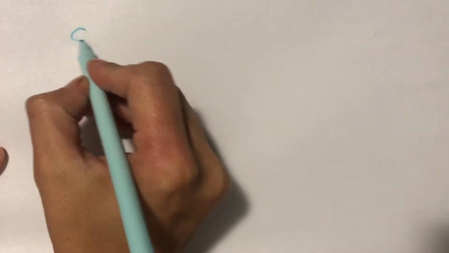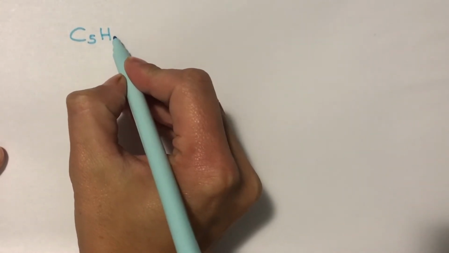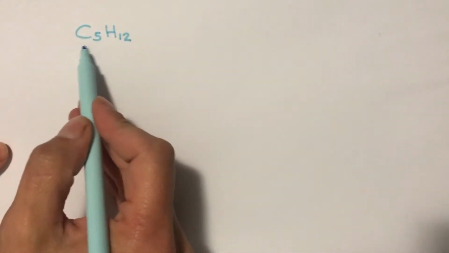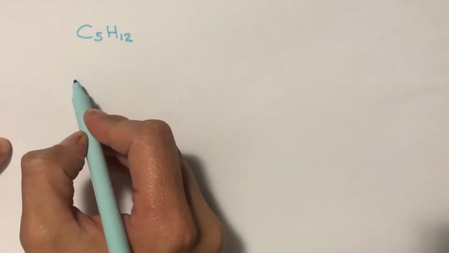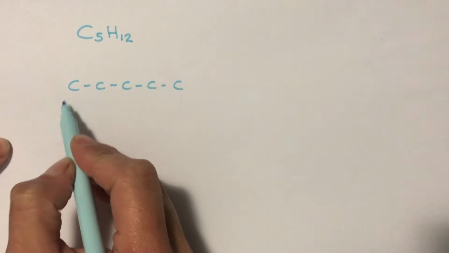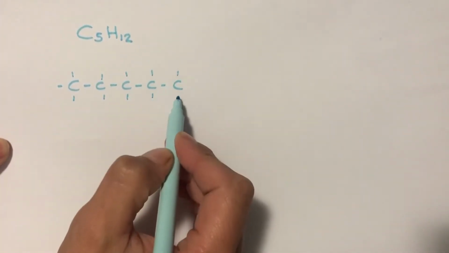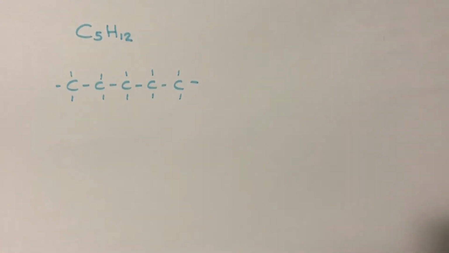So if we have a molecule that looks like this, C5H12, by default we know that's 5 C's: 1, 2, 3, 4, 5, and then 1, 2, 3, 4, 5, 6, 7, 8, 9, 10, 11, 12 hydrogens. Okay, so that is our first molecule with that formula C5H12.